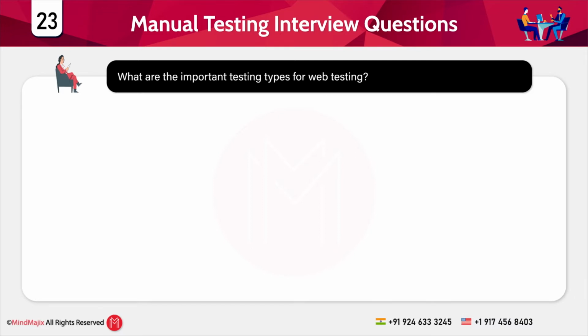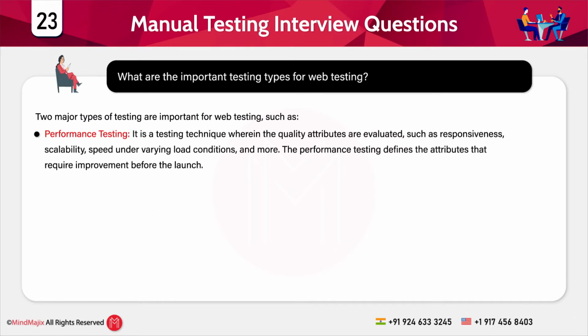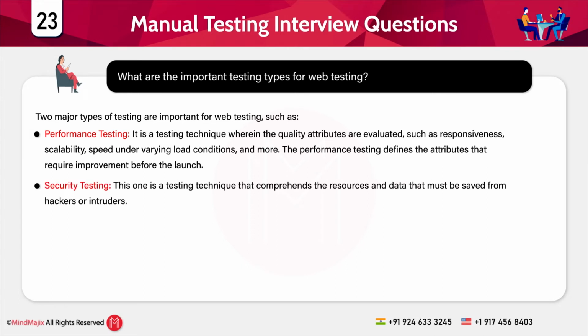Okay, so guys, this is a very important question as far as the freshers candidates are concerned. So there are two major types of testing for web testing. The first one is performance testing, and the second one is security testing. Performance testing is a technique wherein quality attributes are evaluated, such as responsiveness, scalability, speed under varying load conditions, and so on. So performance testing defines attributes that require improvement before the launch.